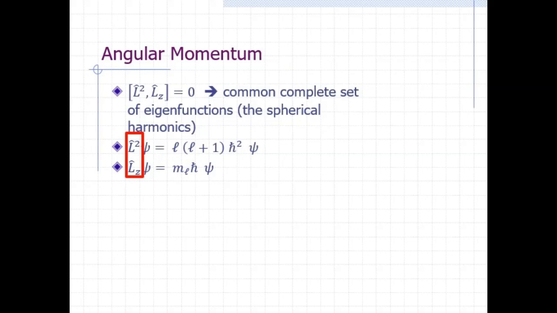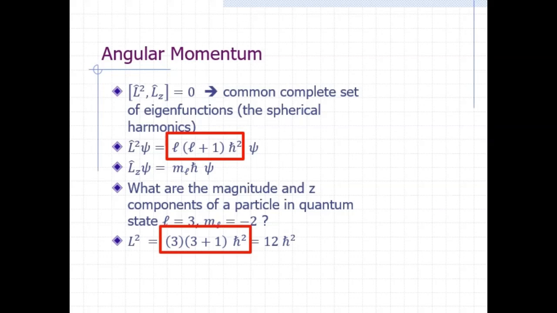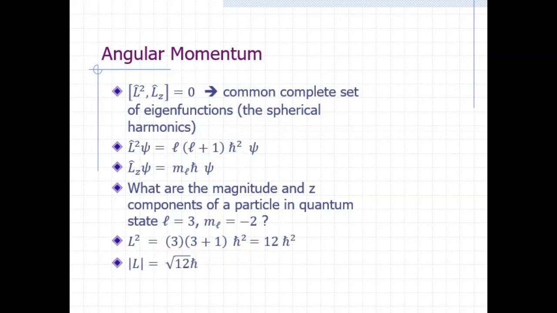For example, what are the magnitude and z component of the angular momentum of a particle in quantum state L equals 3 and m sub L equals -2? The square of the magnitude of vector L is given by the eigenvalue of the L squared operator. It's L times (L plus 1) times h bar squared. In this case, L equals 3. So the square of the magnitude of vector L is 12 h bar squared. Taking the square root, we find the magnitude of vector L to be square root of 12 times h bar.